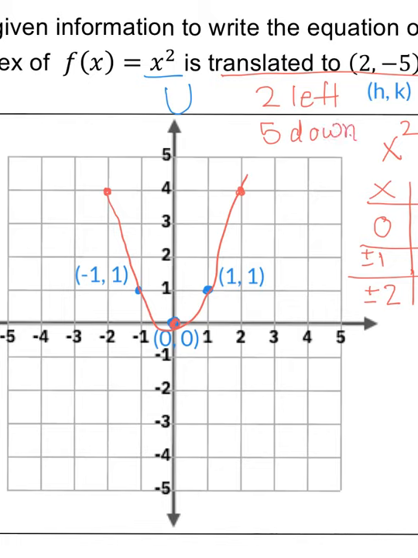Remember, it's counterintuitive when we look at left or right. So when it's positive, you might be tempted to say right. Don't do that. It means left. All right, so now what we're going to do is actually translate this.